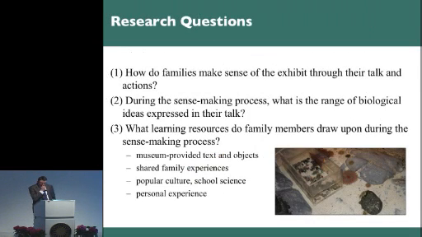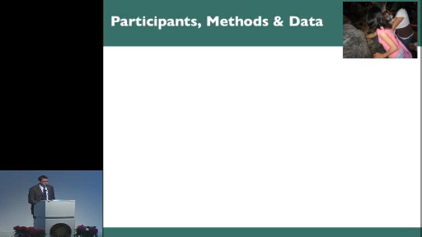So the high-level question: how do families make sense of the exhibit through their talk and actions? During the sense-making process, what is the range of biological ideas expressed in their talk? And then what learning resources do families draw upon during that sense-making process? So there's a variety of things that might get invoked when you're walking through a museum to make sense of the exhibits and the lines of discussion that you're engaged in with your family.